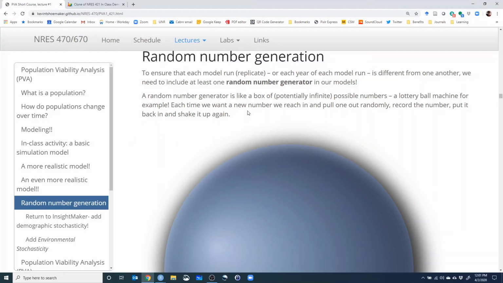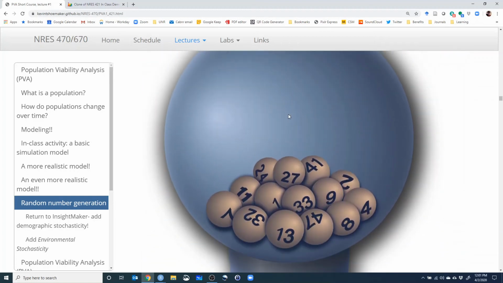All right, so before we run our first stochastic model, I just want to say a few words about random number generation. So we're now going to start adding random number generators into our models. A random number generator is kind of like this lottery ball. It's just a bunch of possible numbers, possible values that you can shake up and draw one value randomly out of this and then put it back, shake up the lottery ball again and draw another number.